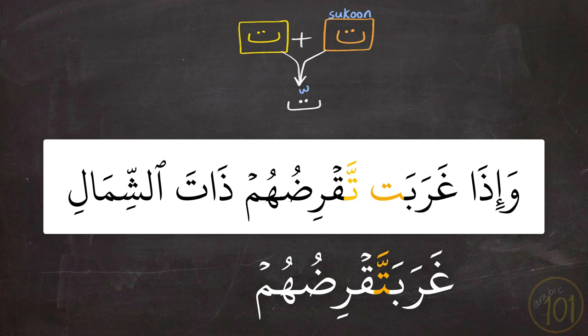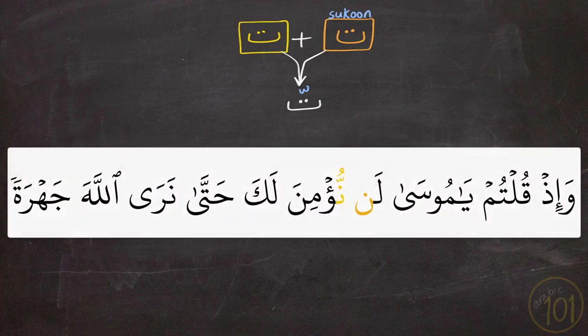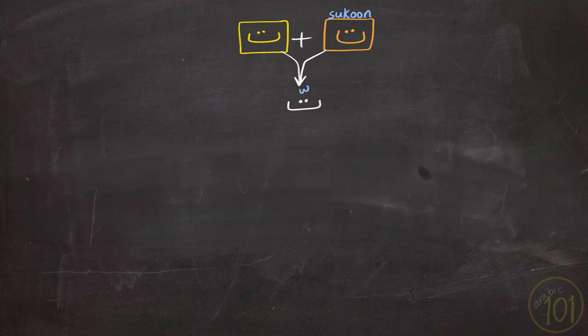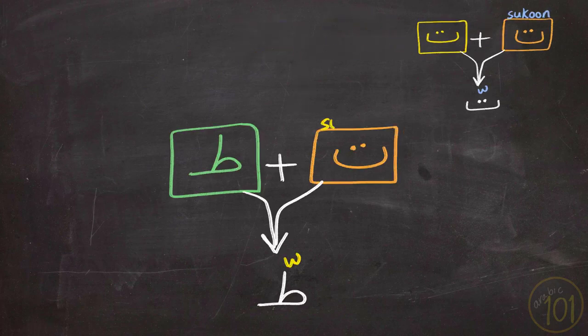غَرَبَتْ تَقْرِضُهُمْ. And we also say, وَإِذْ قُلْتُمْ يَا مُوسَى لَن نُؤْمِنَ لَكَ حَتَّى نَرَى اللَّهَ جَهْرَةً. So these were two identical letters. If they are similar, we're going to do the same thing as well.